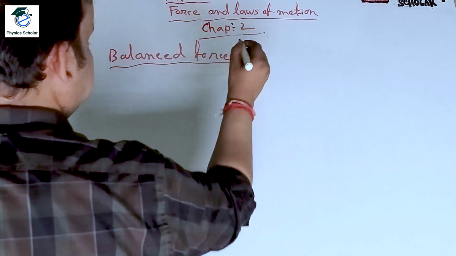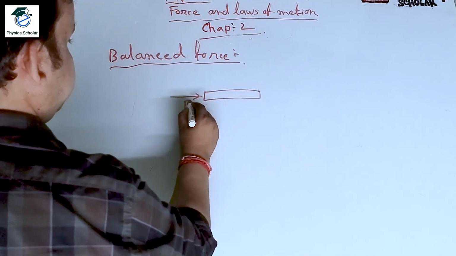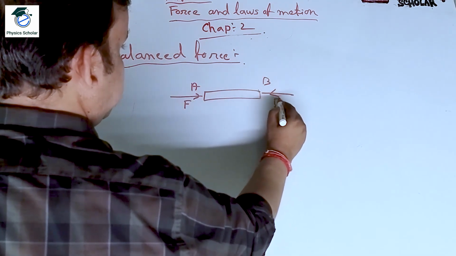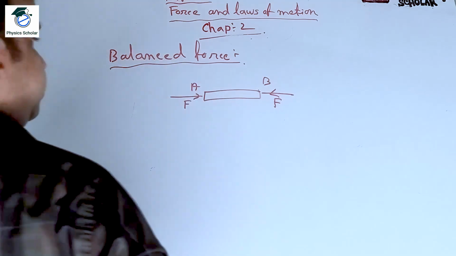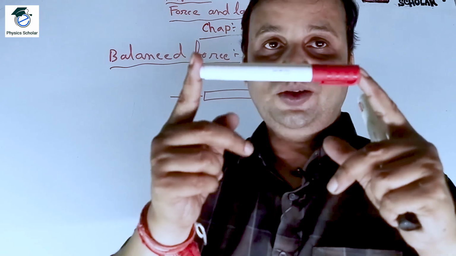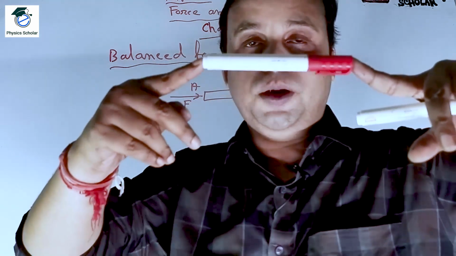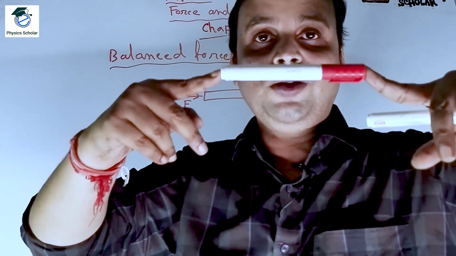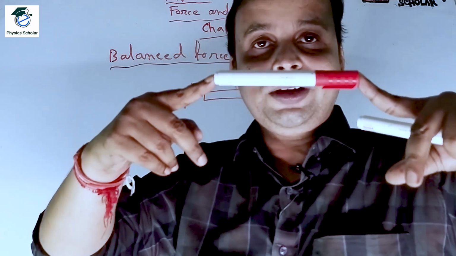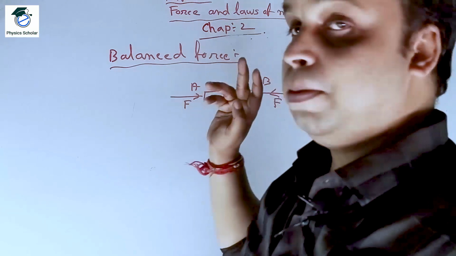What is balanced force? Suppose this is an object, and suppose a force F is applied from A to B, and another force, also F, is applied from B to A. Suppose this is the marker, so I am applying a force from this side, and I am applying an equal force from this side. The two forces are equal and opposite, so the marker will not move in any direction. Because the two forces act in opposite directions and have the same value, that is known as the balanced force.